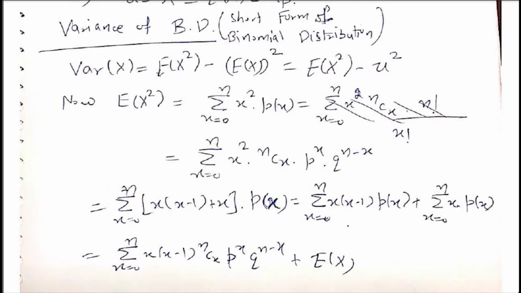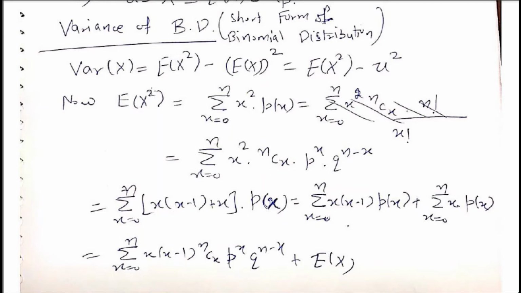We know that the variance of any random variable x is equal to the expectation of x square minus the square of the expectation of x. This can be written as expectation of x square minus square of mu. As we discussed in the previous video, the value of expectation of x is np. So we know the value of mu. Now we will find the value of expectation of x square.